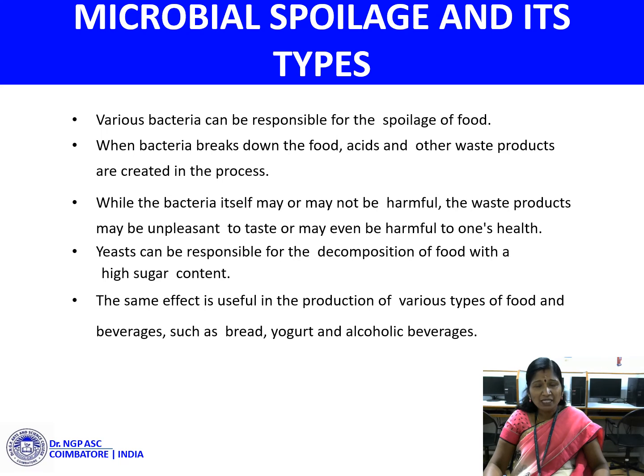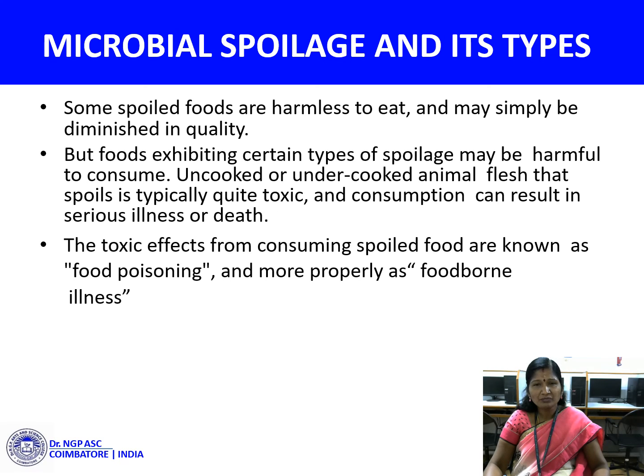And next comes the yeast. I told you the yeast can be responsible for the decomposition of food with high sugar content. The same effect is useful in the production of various types of food and beverages, such as bread, yogurt, and alcoholic beverages. Some spoiled foods are harmless to eat and may simply be diminished in quality. But foods exhibiting certain types of spoilage may be harmful to consume. Uncooked or undercooked animal flesh that spoils is typically quite toxic, and consumption will result in serious health hazards, or sometimes it leads to death.